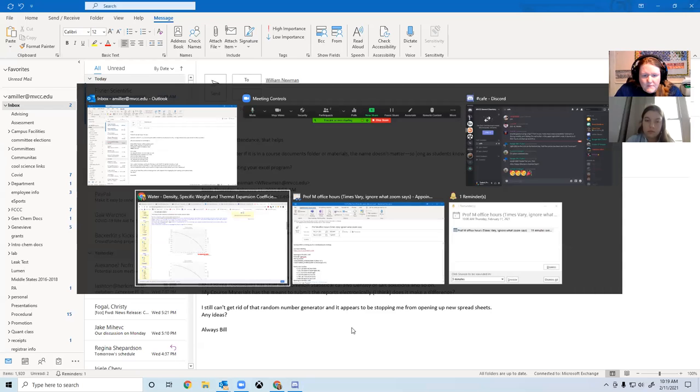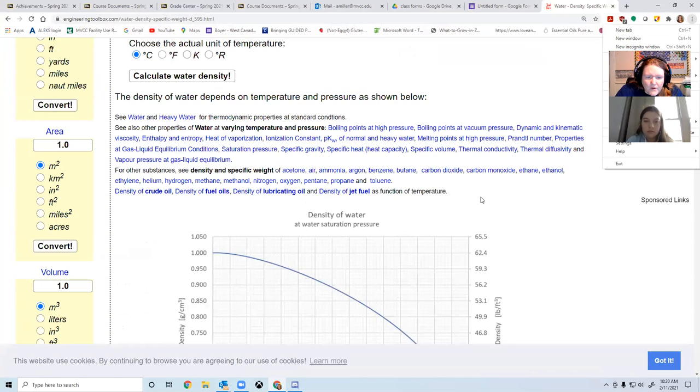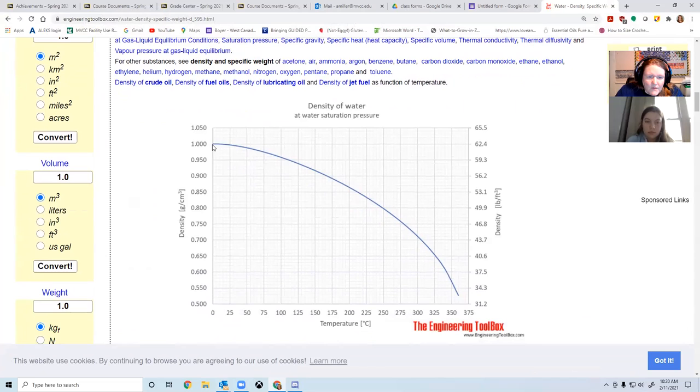So here we have this chart that shows the density on the y-axis and temperature on the x-axis. When you're close to the freezing point, it's around 1, but as we get farther and farther away from that, it gets worse. So if we were boiling something, the density is pretty low. If we somehow managed to heat it up to 350 degrees Celsius, which would be really, really hot, the density is almost half of what it was at freezing point. So this is what I was talking about.